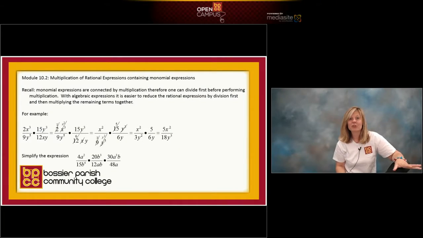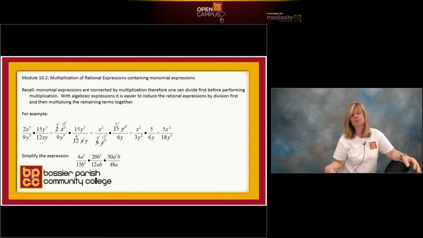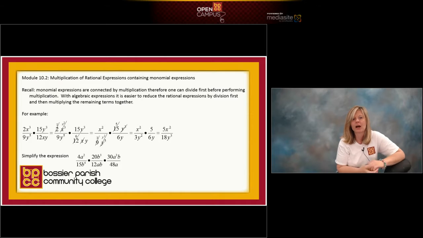All right, now that we understand the basic arithmetic rule for multiplication, we are going to apply this to rational expressions that contain monomials. Now that's great, because remember, a monomial is already connected by multiplication. And as long as all your terms are connected by multiplication, you can start the division process. So if you look at your PowerPoint, here is my rational expression I want to multiply: 2x cubed over 9y to the fifth times 15y cubed over 12xy.